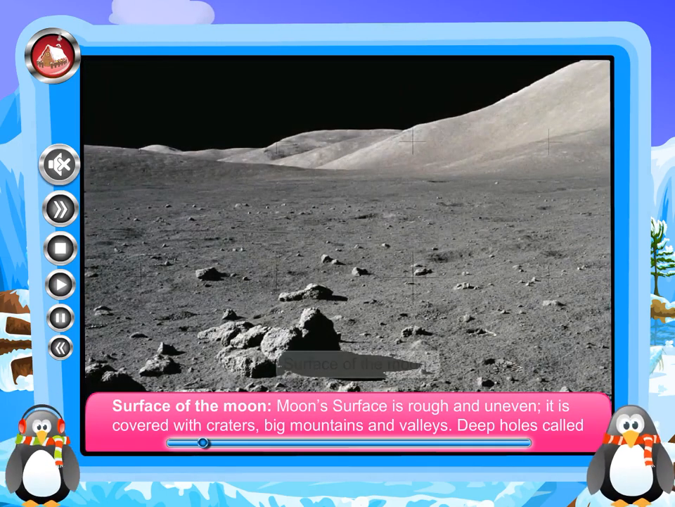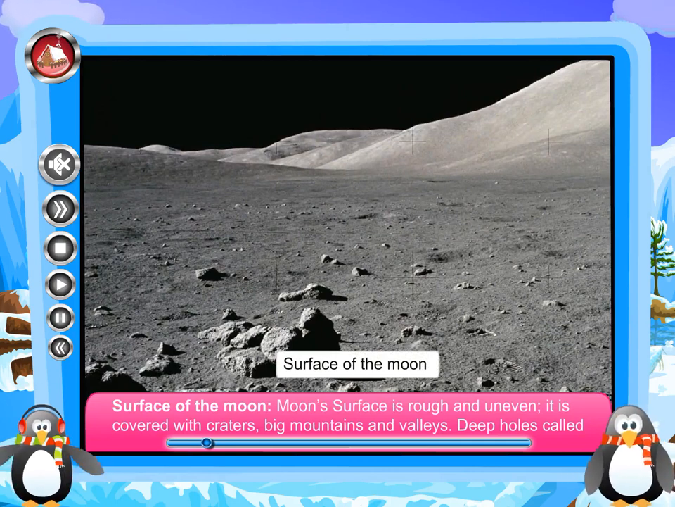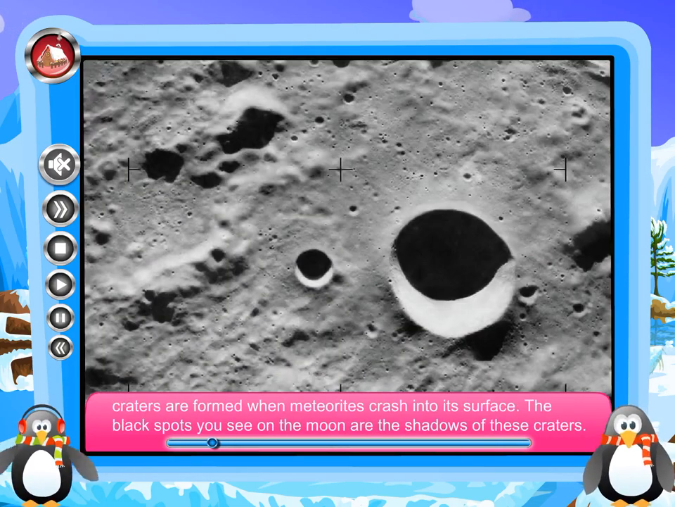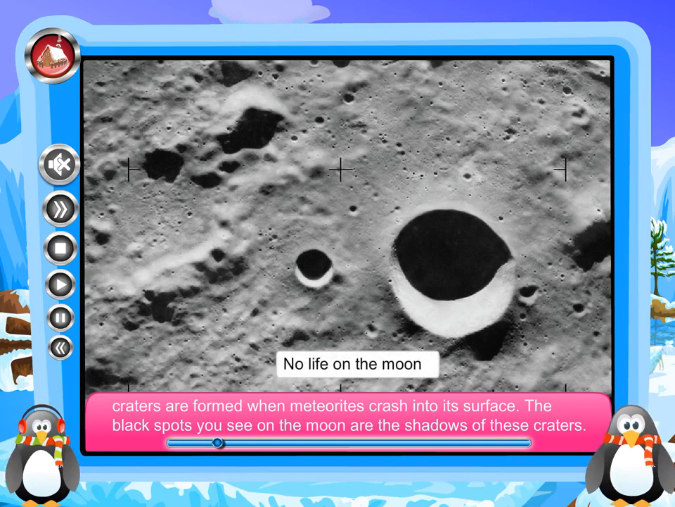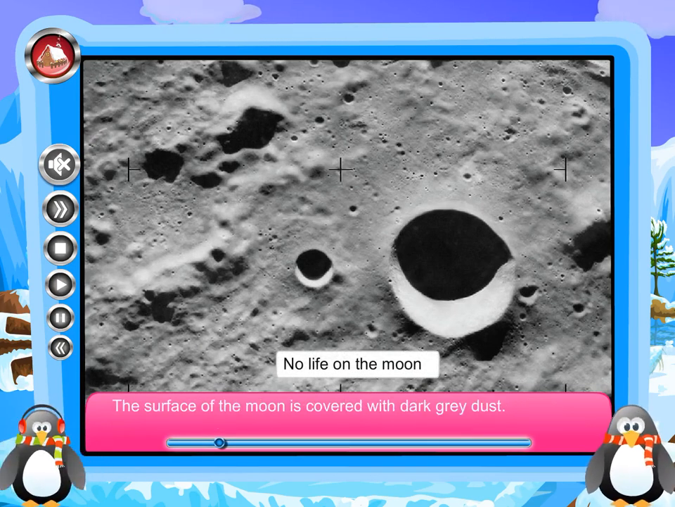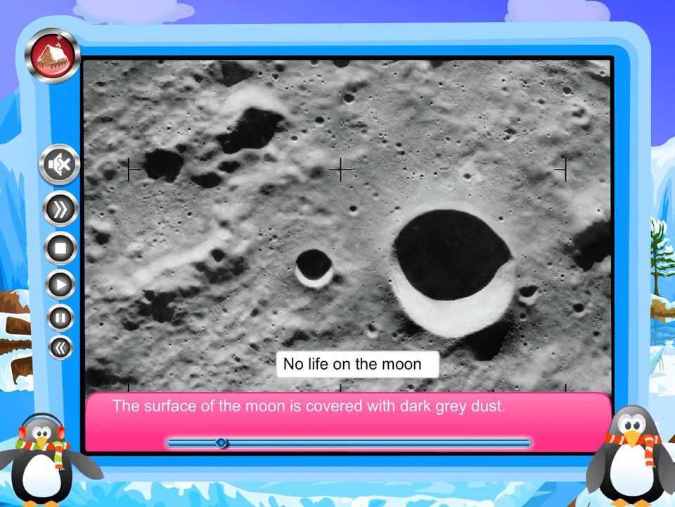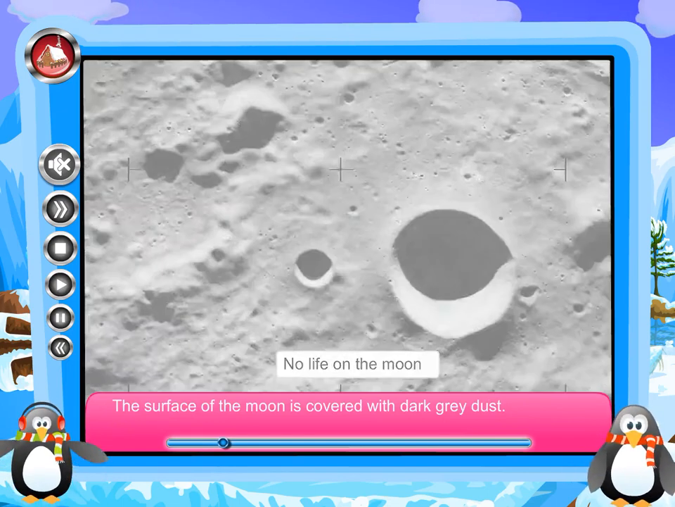Surface of the Moon. The Moon's surface is rough and uneven. It is covered with craters, big mountains and valleys. Deep holes called craters are formed when meteorites crashed into its surface. The black spots you see on the Moon are the shadows of these craters. The surface of the Moon is covered with dark grey dust.